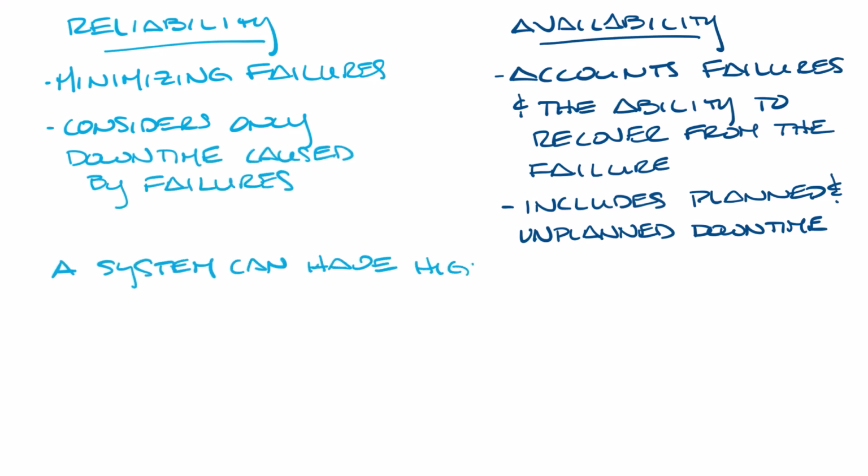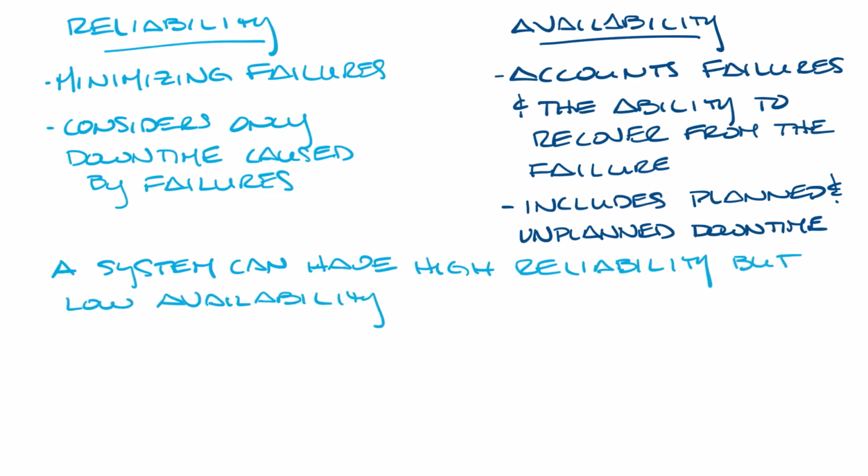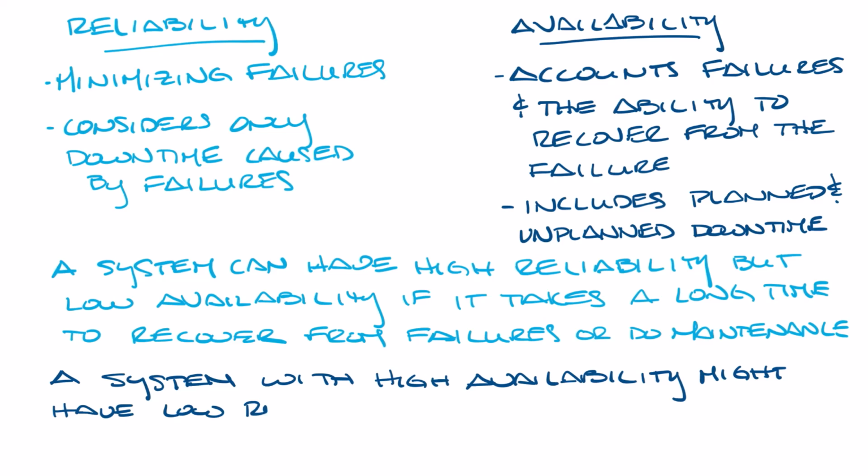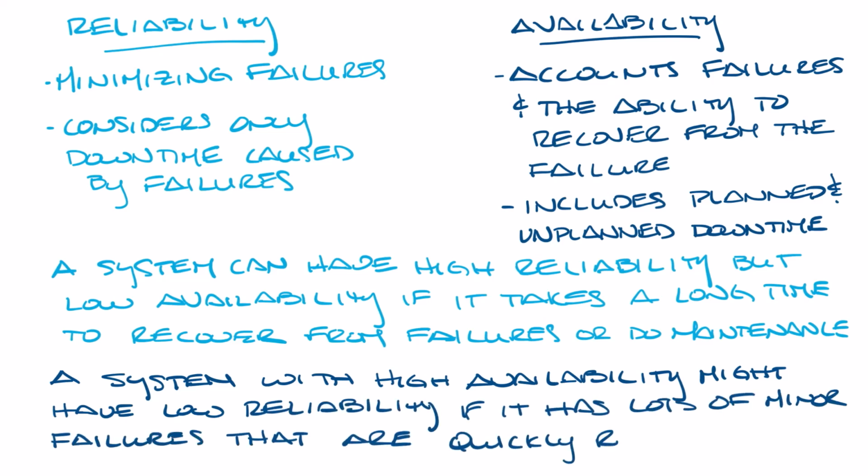A system can be highly reliable but have low availability if it takes a long time to recover from failures or to perform maintenance. Or a system with high availability might have low reliability if it has lots of minor failures that are resolved quickly.